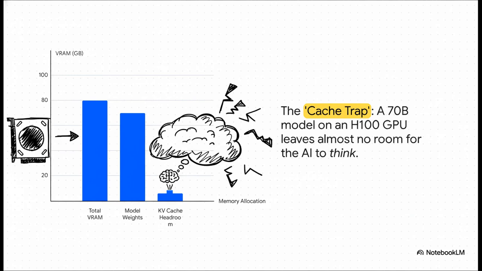And this leads to something engineers call the cache trap, and it's frankly terrifying. Let's say you've got a top-of-the-line H100 GPU, packed with 80 gigs of VRAM. Just loading a big 70 billion parameter model can eat up around 70 of those gigs. So what's left for the AI to actually think with, for that KV cache to grow? A tiny sliver. Barely anything. Suddenly, even your most powerful hardware is pretty much useless without some seriously smart software optimization.